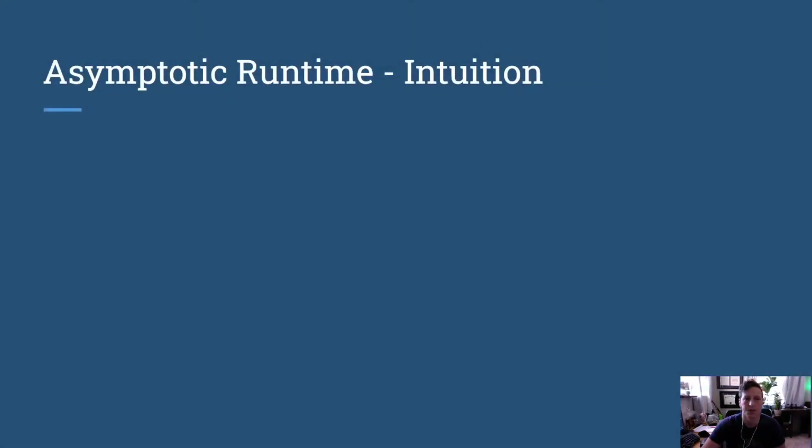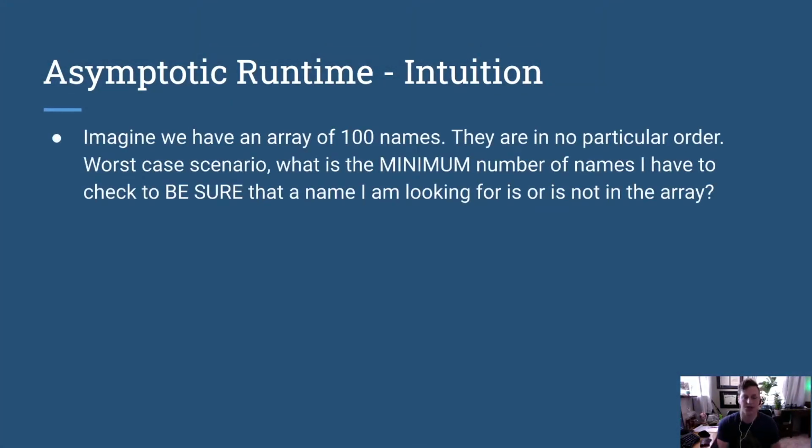All right, cool. So let's look at some intuition here. Let's start off by imagining that we have an array with 100 names in it, and those names are in no particular order. So in the worst case scenario, if I want to go through that array and see if a name exists in that array, what's the minimum number of names that I have to check to be sure that the name that I'm looking for is not in the array?